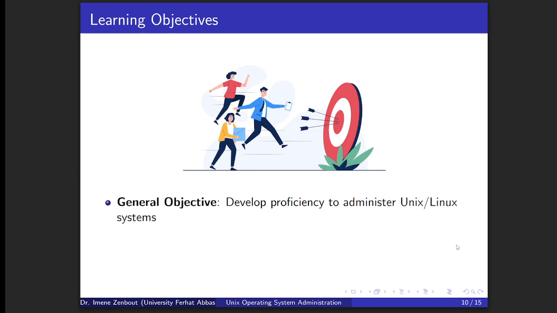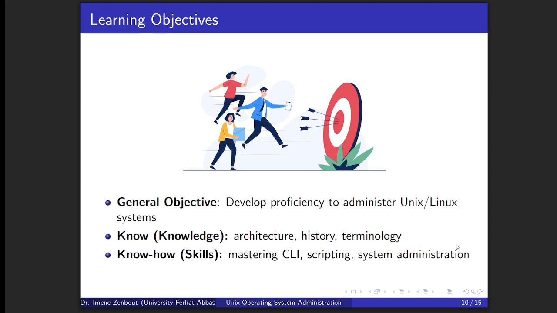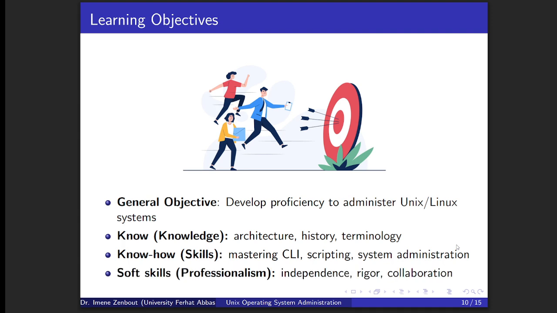The learning objective of this course is to develop proficiency in administering Unix and Linux systems. This means building knowledge of architecture, the history of operating systems, and the terminology needed for this course, developing skills in mastering the command line, scripting, and system administration, and soft skills like professionalism, independence, rigor, and collaboration.